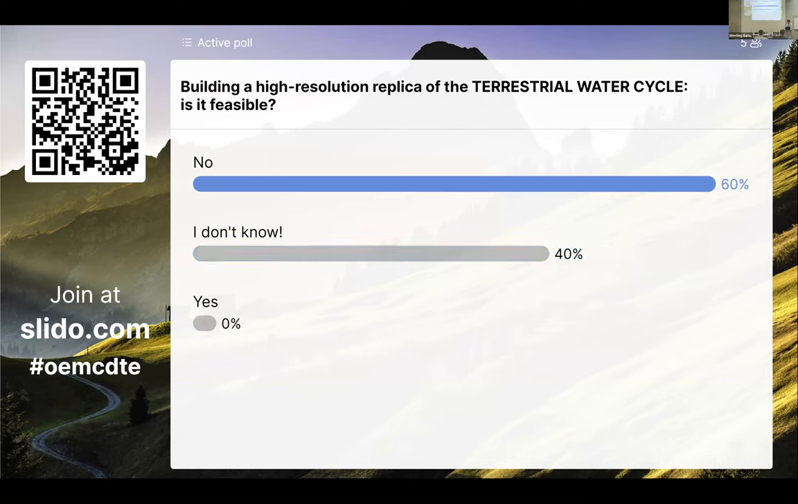You can either scan the QR code or go to slido.com and write the code OEMCDTE. You can also do it online if somebody is online, I don't know. We are more or less 4, 5, 6, 7, 8, 12 people. Somebody replied. No. Oh, that's the correct answer.